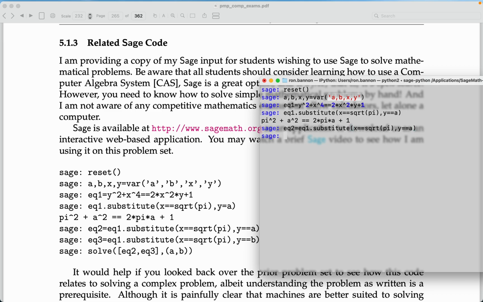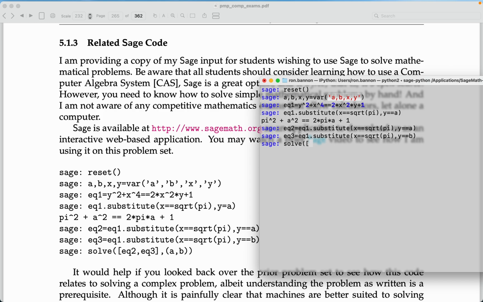Okay, now I'm going to do EQ3. I'm just going to use the up arrow because I have the same thing typed in almost. But I'm going to call it EQ3. Whoops. And then I'm substituting in square root of pi, and y would be b now. So I'm just reusing to retype. I did that.